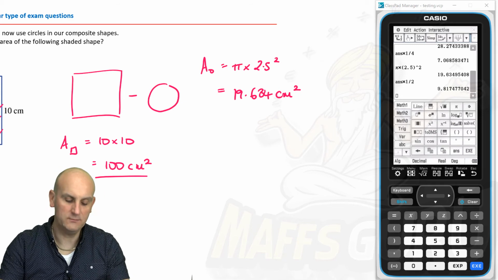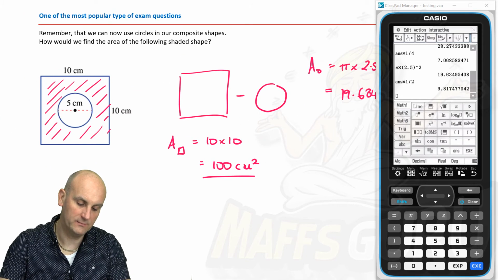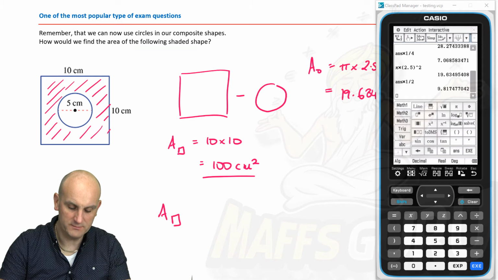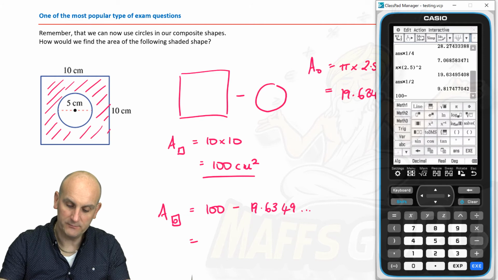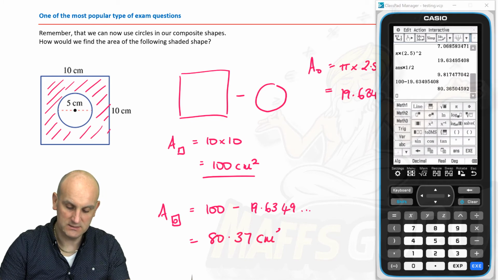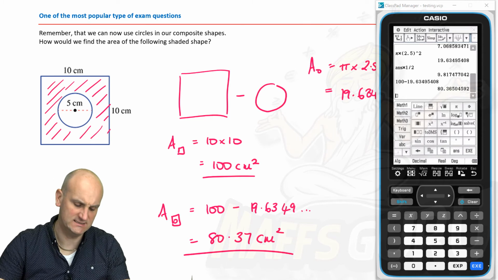And what are we going to do with them now? We are absolutely going to subtract them. So therefore, the area of my composite shape is equal to 100 minus 19.6349 dot dot dot dot, which gives me, so I'm going to do 100 minus, and because these calculators are awesome, I can highlight, drag and drop, and that's going to give me an answer of 80.37 centimeters squared to 2 decimal places.